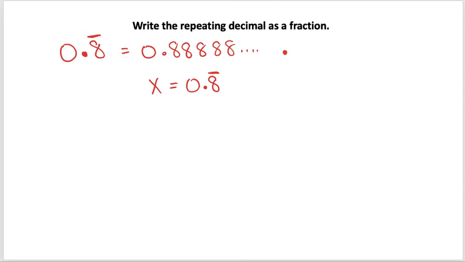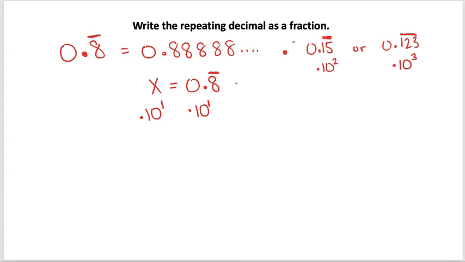Now, since I have only one repeating digit, my next step is to multiply both sides times 10 to the first power. If I had two repeating digits, so if I had my example of 0.15 repeating, I would choose to multiply both sides times 10 to the second. Or if I had three repeating digits, like 0.123, and all of those were repeating, I would multiply both sides times 10 to the third power.